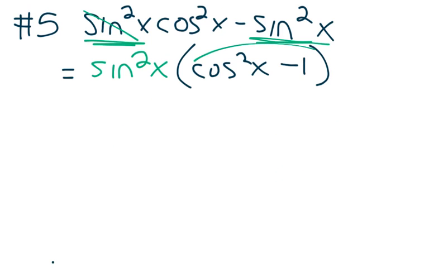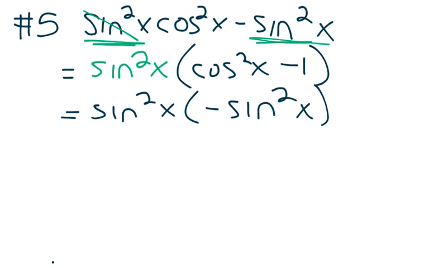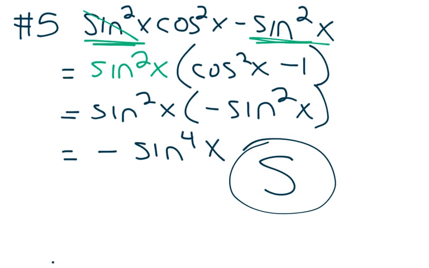So instead of replacing this part with a sine squared x, I have to replace it with a negative sine squared x. And then a negative times a positive is a negative. Sine squared times sine squared is sine to the 4th power. And so this answer is S. S for sine.